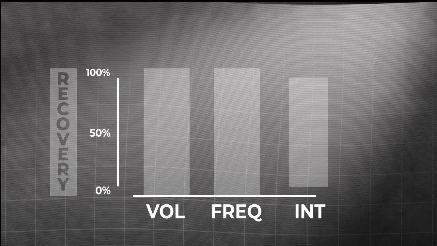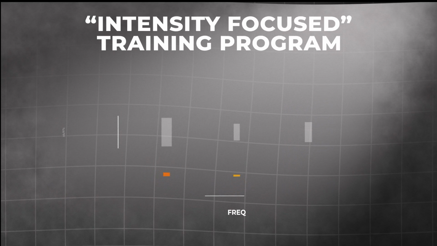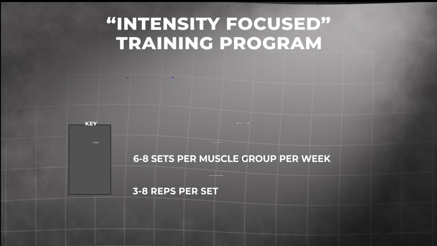Now we're going to take a look at what an intensity-focused training program would look like. In this program, you might spend 70% of your recovery points on intensity, 20% on volume, and 10% on frequency. As far as what this would look like in your weekly training, you might do a 1x a week full body split, so you'd have a very low frequency. You'd only be doing a few sets per muscle group per week, so you'd have a very low volume, and that would allow you to spend most of your recovery on the intensity, so you would have a very high intensity with each rep and a very high intensity with each set.